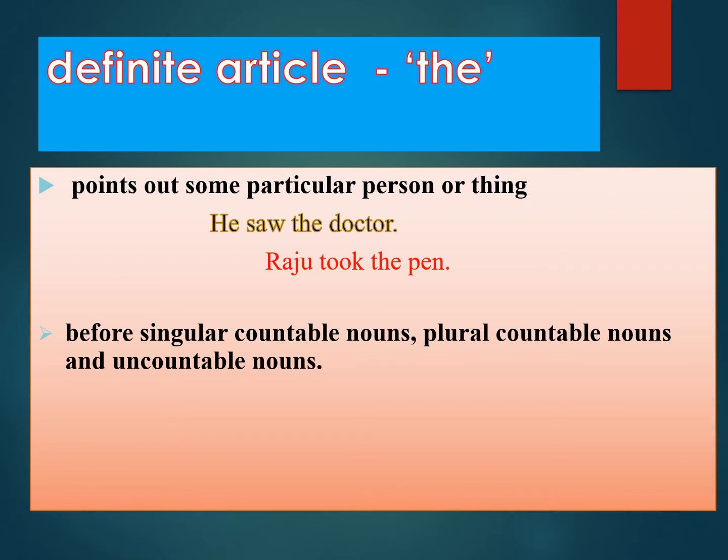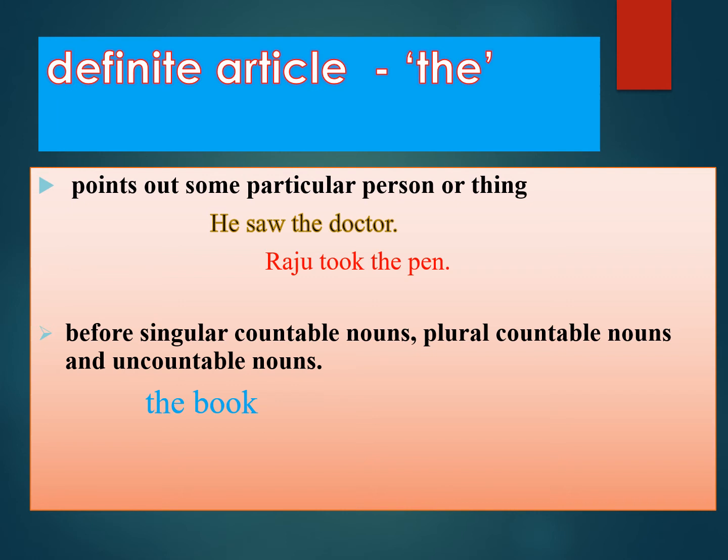Example, you cannot count the sugar: one sugar, two sugar, three sugar. You cannot count the happiness: one happiness, two happiness, three happiness. So these are all uncountable nouns. Let us see the examples.